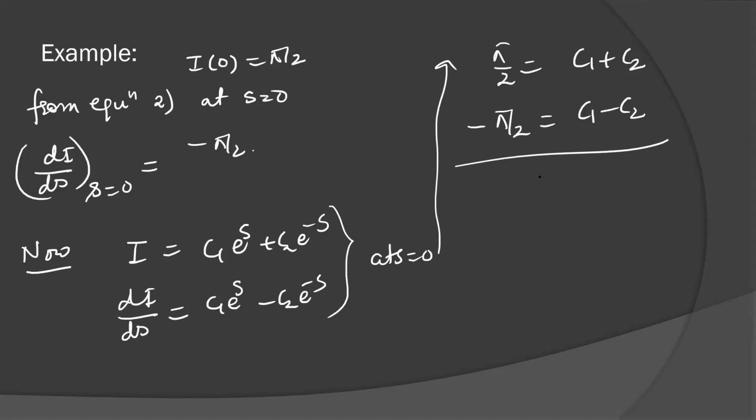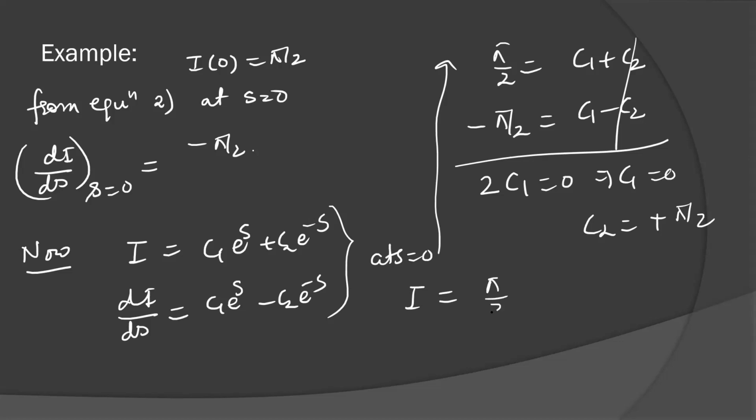If you add them, you will get c1 equal to 0 and c2 equal to pi by 2. So I will be pi by 2 e to the power minus s. And this is the Fourier cosine transformation of 1 over 1 plus x square.